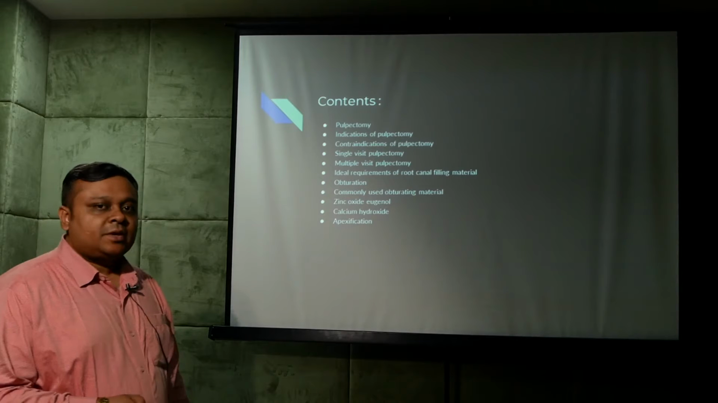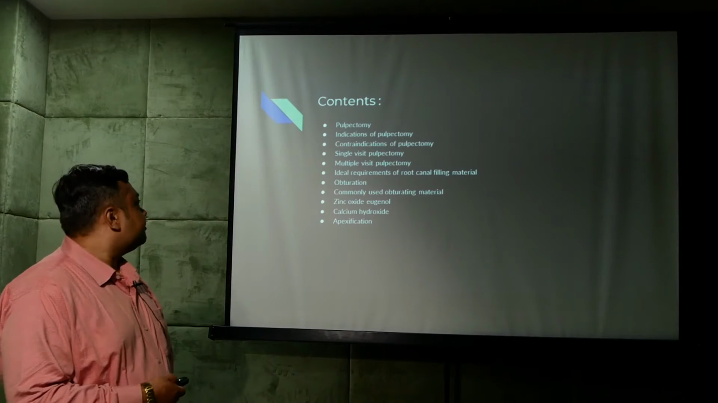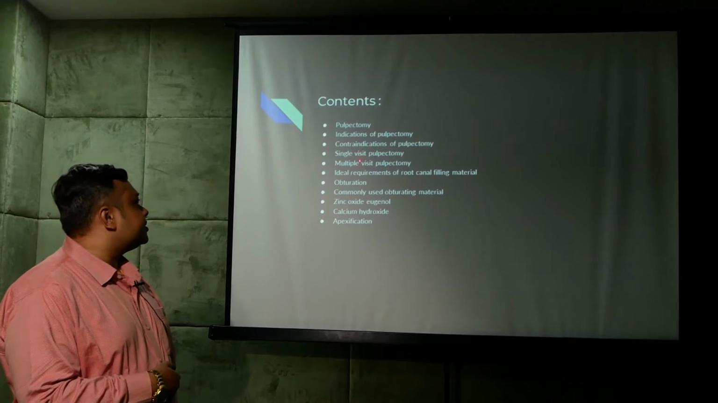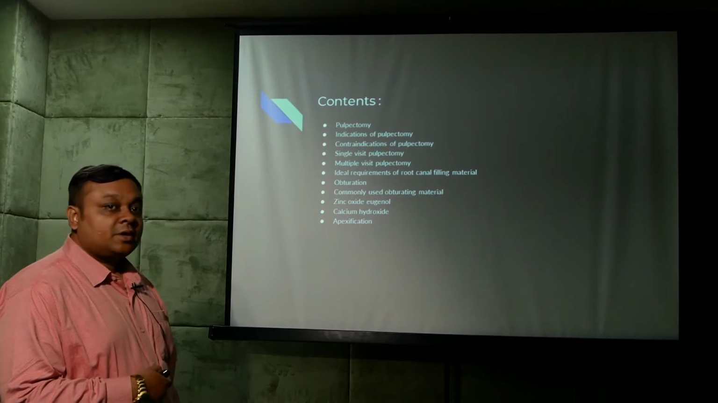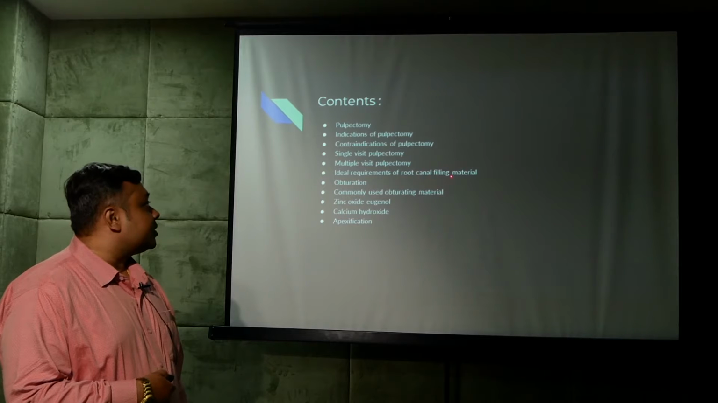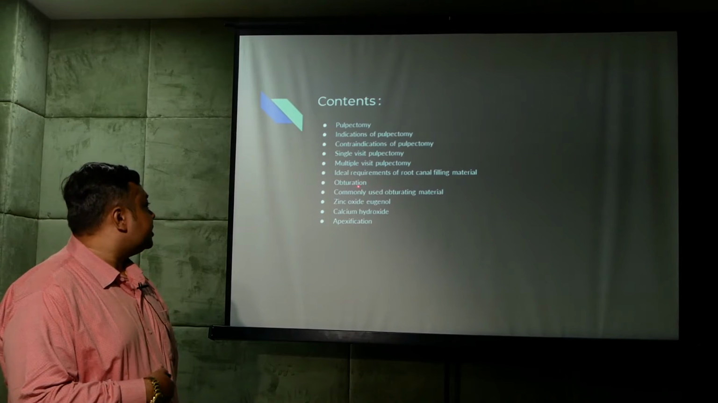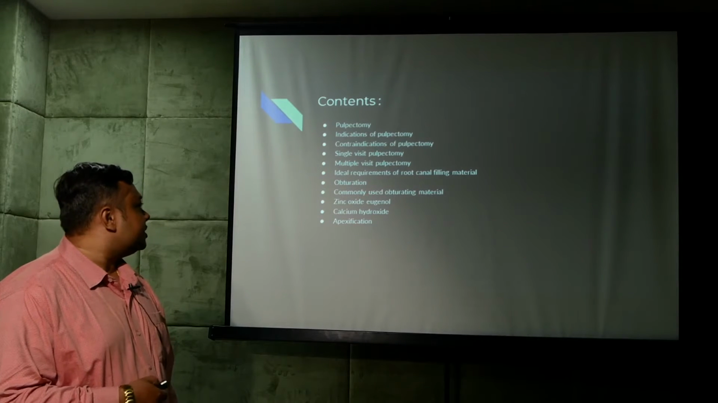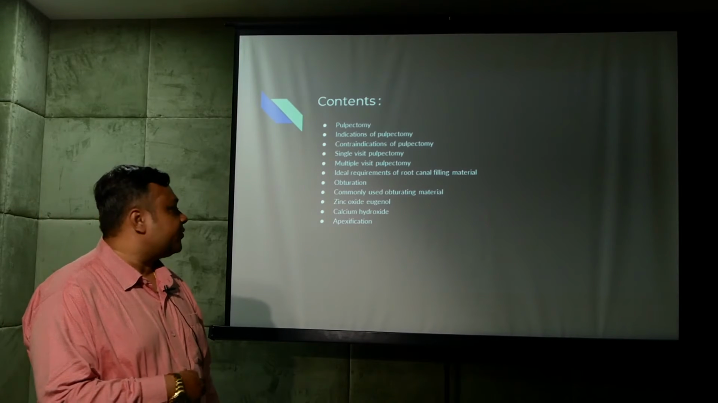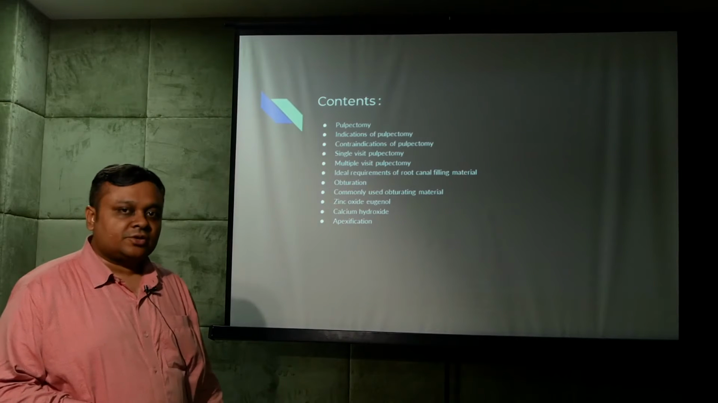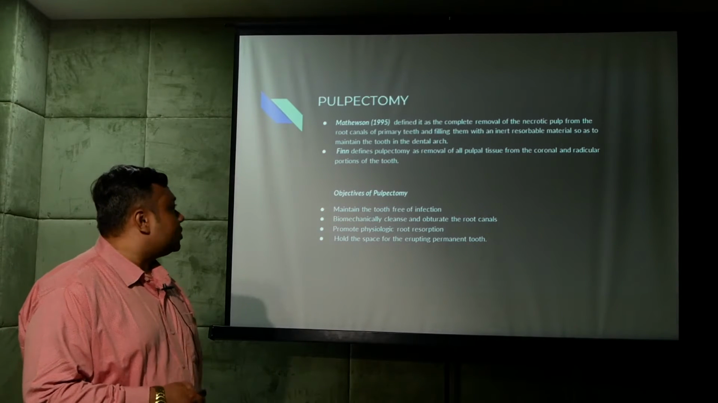Today's lecture is on pulp therapy for non-vital teeth. The contents will be: what is pulpectomy, indications, contraindications of pulpectomy, single visit pulpectomy, multiple visit pulpectomy, ideal requirements of a root canal filling material, obturation techniques, commonly used obturation materials, zinc oxide eugenol, calcium hydroxide as an obturating material, and finally apexification. So first, coming to pulpectomy.